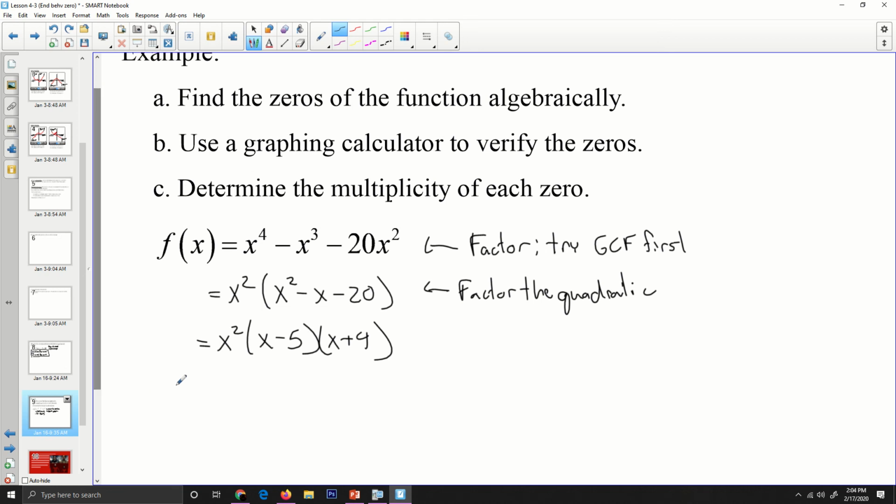And so algebraically, my final answer to A is x equals 0 for this. What makes x squared 0? 0 does. What makes x minus 5 equal to 0? Well, 5 does. And what makes x plus 4 equal to 0? Well, negative 4 does. So that is my answer to part A.